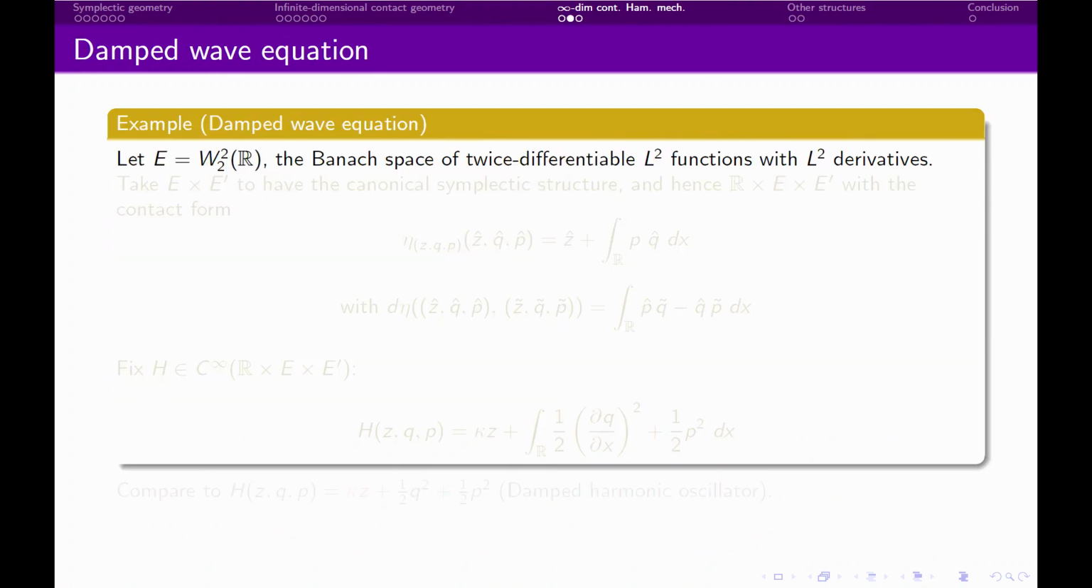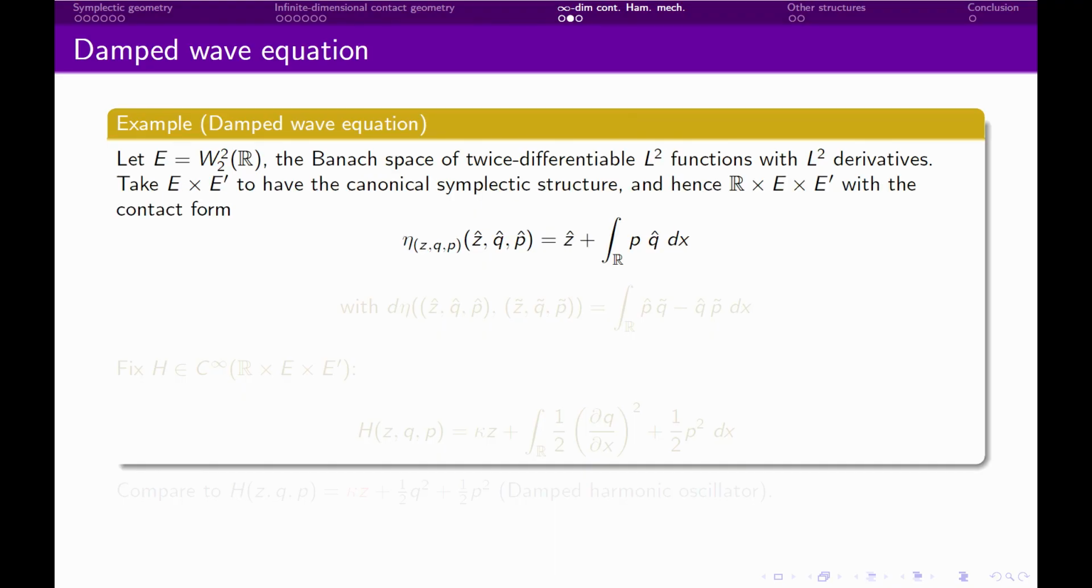Okay, so then, final example. So if we take the Banach space of functions of R which are twice differentiable and have twice differentiable L2 functions with L2 derivatives, and then we take E times E prime to be, I guess, the phase space. Then this is basically just the example before, but restricted to the W22 case instead of the L2 case.